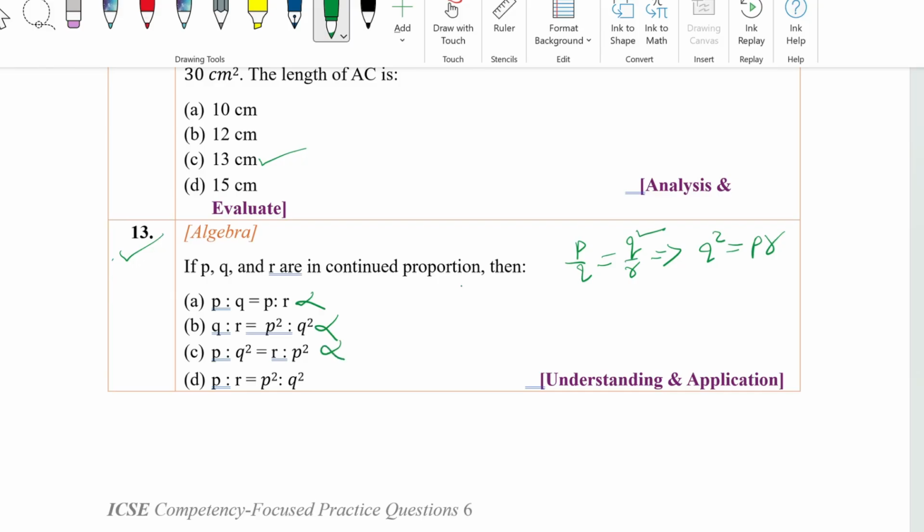P by R equal to P square by Q square. P square by Q square, where Q square means PR, so putting PR here, that is equal to P by R. So this is correct.